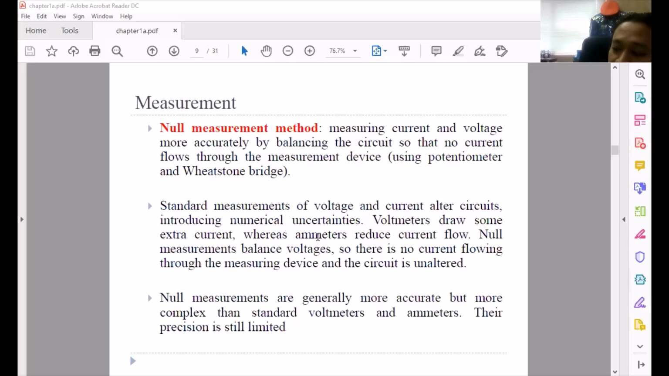That's why you can see, for example, our standard cell is 14.8 volts, but when we measure with the digital multimeter, we got 15.7 volts.